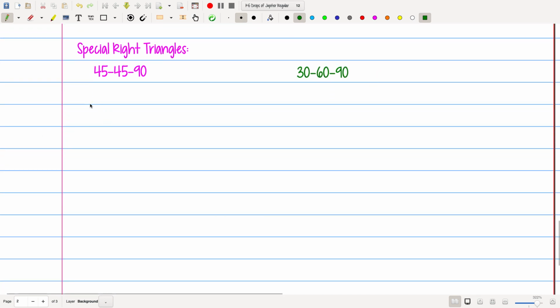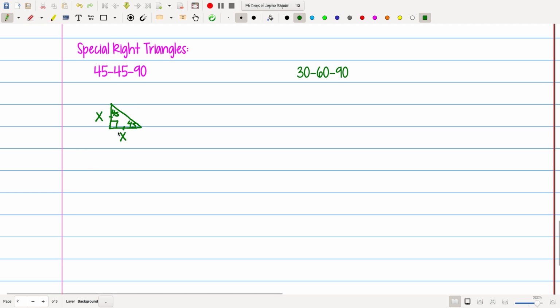The first one we're going to look at is 45, 45, 90. So remember the sum has to equal 180. Well, on a 45, 45, 90 triangle, here's my 90 degrees, this is 45, and this angle is 45. And in geometry, you learned that because these 2 angles are the same, these 2 sides are the same. So we're going to call those just x.